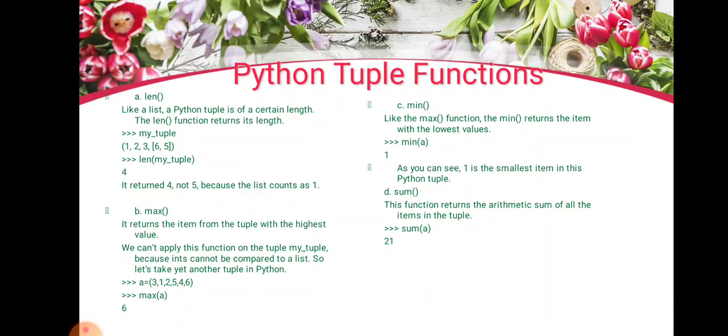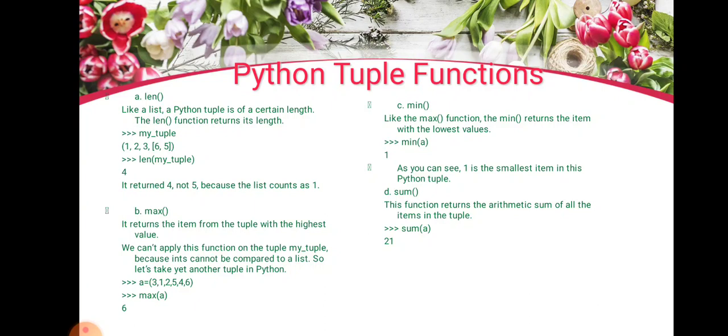Yes, it is 6. Okay, so the output will be 6. So the maximum element will be displayed. Similarly, what is the min function? Minimum gives the lowest value item in a tuple. So if you give min of a, what is the minimum value? Yes, it is 1. So the output is 1 here. As we can see, 1 is the smallest item in this Python tuple.